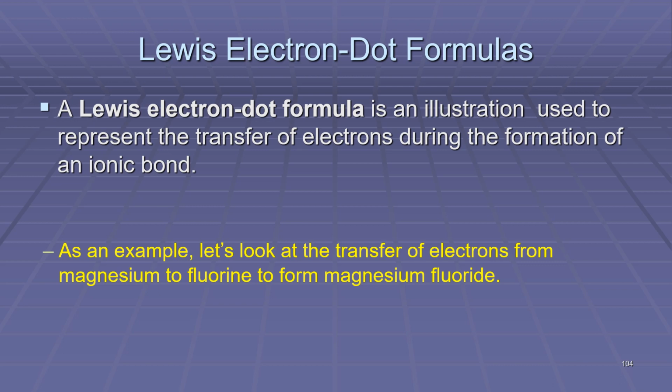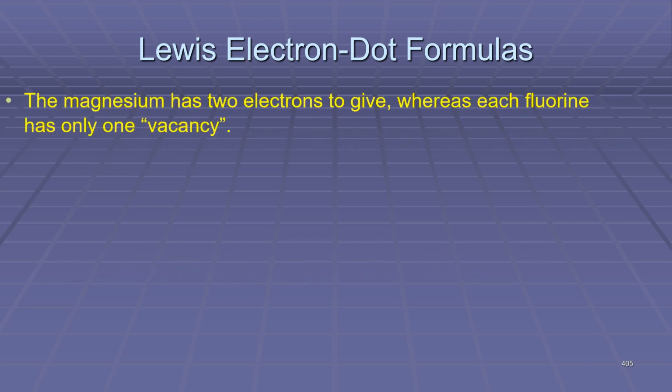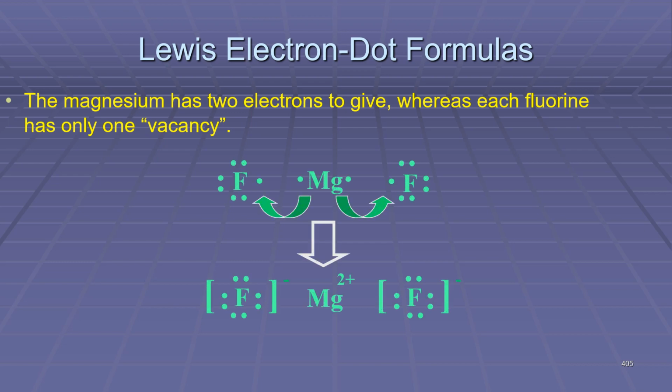Now let's say we want to represent the transfer of electrons. Actually, we're going to look at magnesium too. Magnesium has 2 electrons to give, and each fluorine only has 1 vacancy, so magnesium has to pair up with 2 fluorines. This fluorine has an empty space, and this fluorine has an empty space. If magnesium transfers 1 electron to this fluorine and 1 to the other, now we have the 2 fluoride ions and the magnesium ion. This is how we would represent the transfer of electrons from one to another.